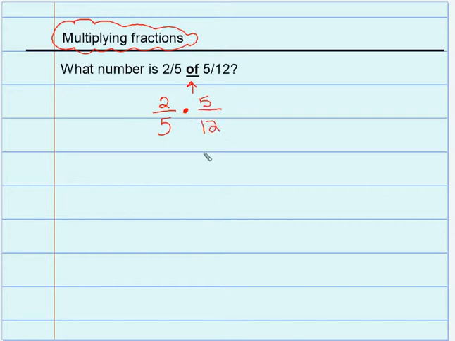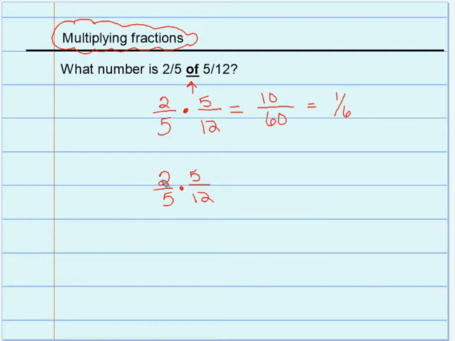And again, I'll do this both ways. You can multiply 2 times 5 is 10, 5 times 12 is 60. And then if you reduce, you would end up with 1/6 by dividing a 10 out of both the numerator and the denominator. Or we can simplify before we multiply.